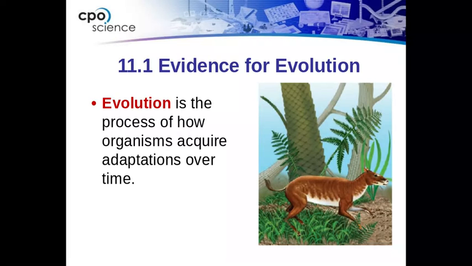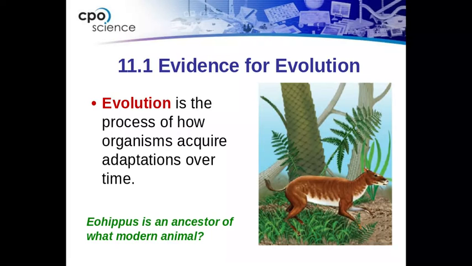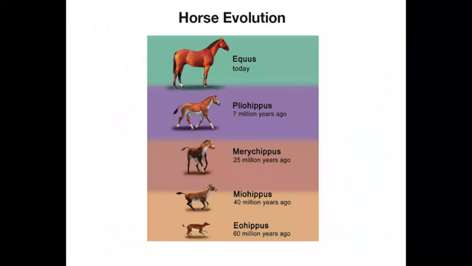Here we have, believe it or not, a horse, an Eohippus. This is one of the earliest examples of a horse. It was also one of the first mammals, and they roamed around during the time of the dinosaurs. Here we can see the evolution of the horse, starting from the Eohippus all the way up to the modern Equus horses of today.